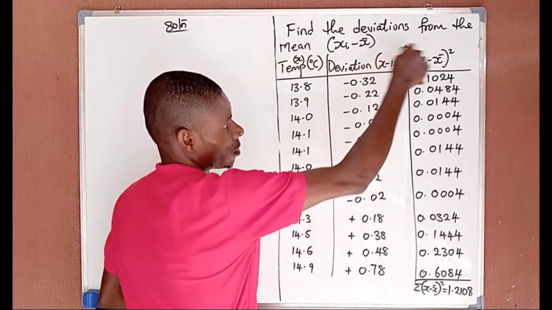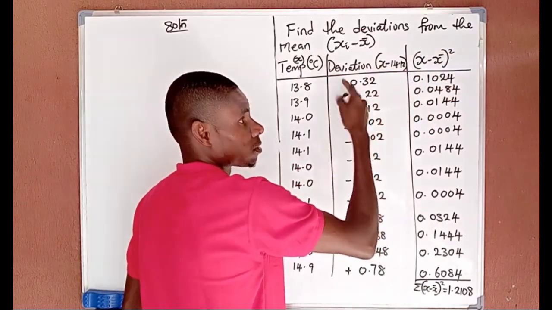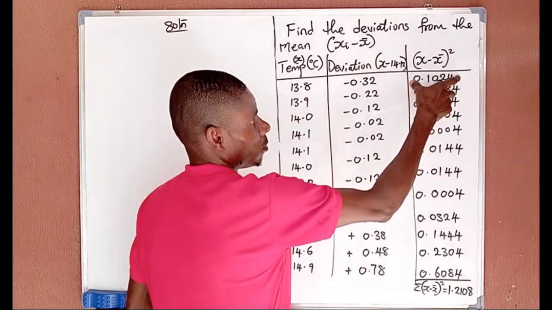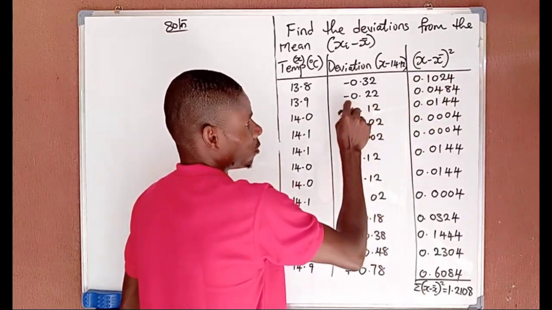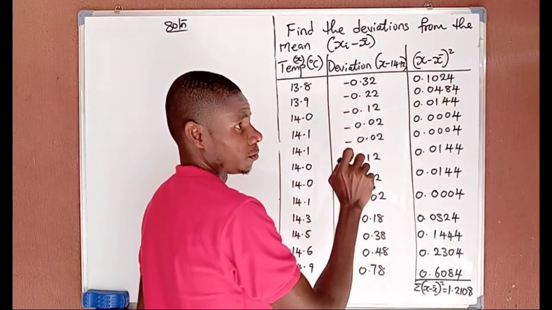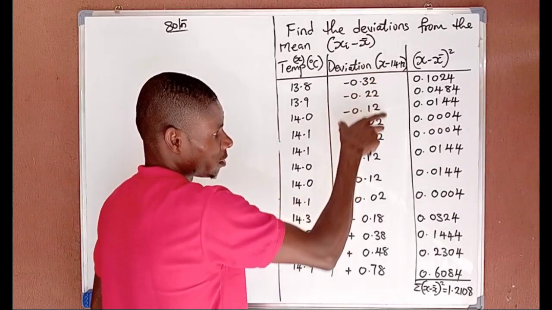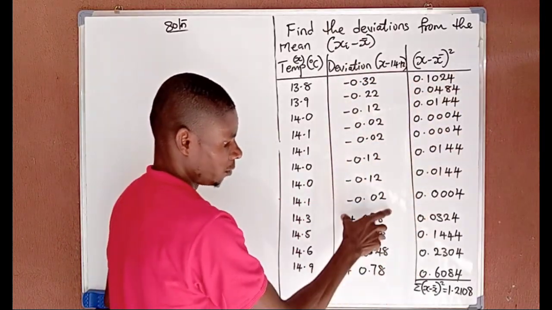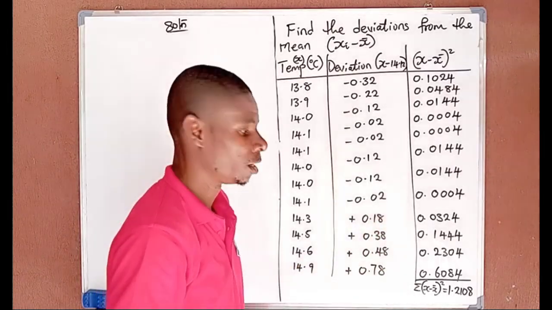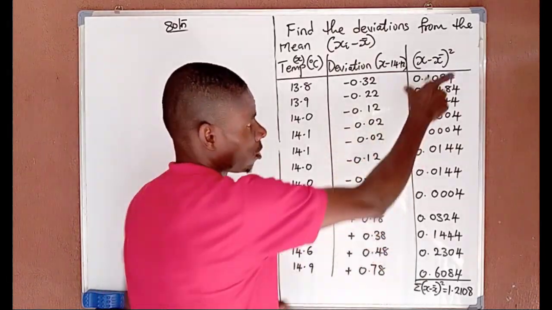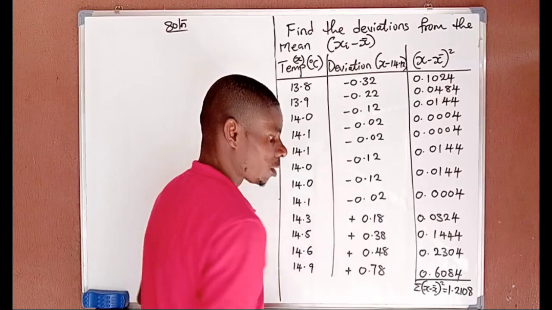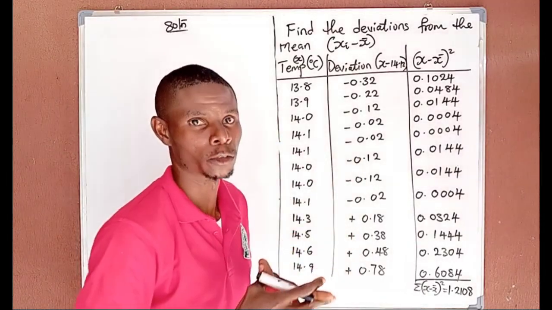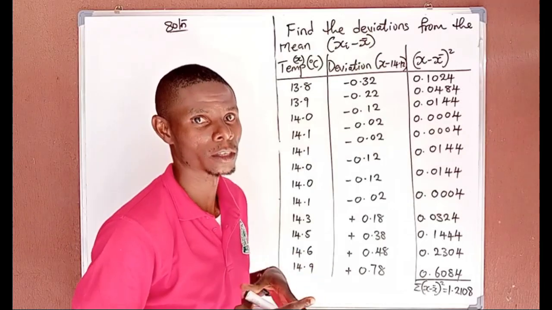When we square these, if you square a negative, that will give us a positive value, and that is why all these negative values are squared and they all turn positive. If you square a positive, you will still get positive. So the summation of all of these is 1.2108. Mind you that this is not grouped data, it's ungrouped data.